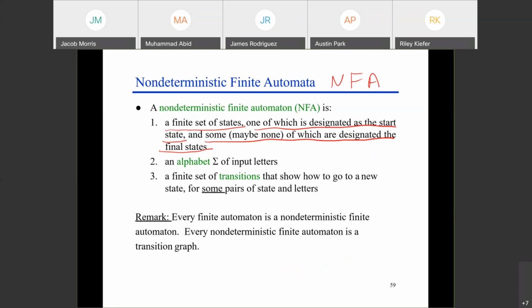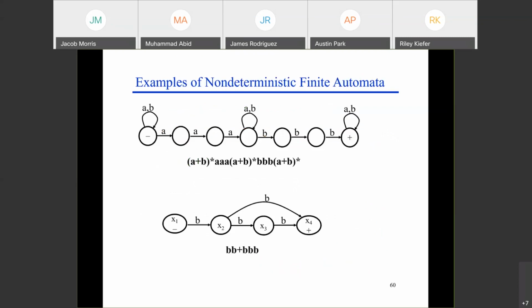And then it says an alphabet summation of input letters. So it also has letter by letter. Again, the same thing. A finite set of transitions that show how to go to a new state for some pairs of state and letter. So it does not take care of garbage collection. Okay, so this is what it means. I will come back to this line. Let's see the diagram of this.